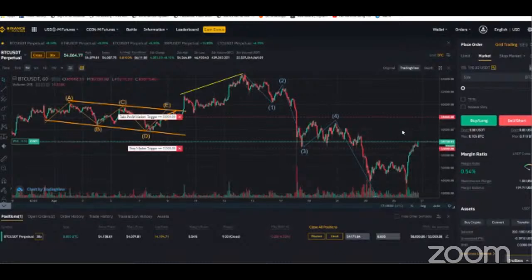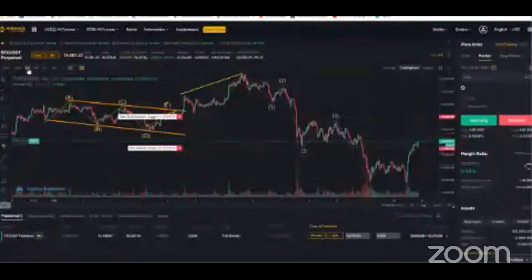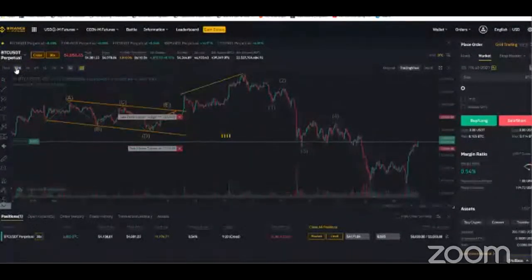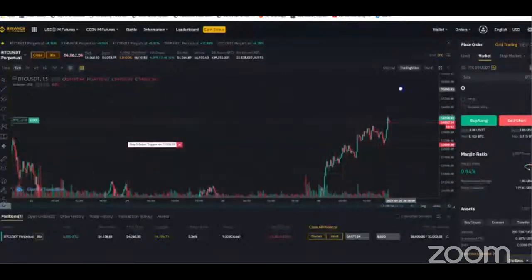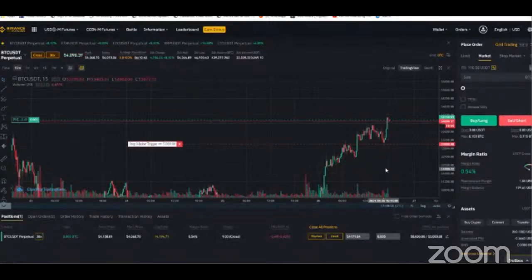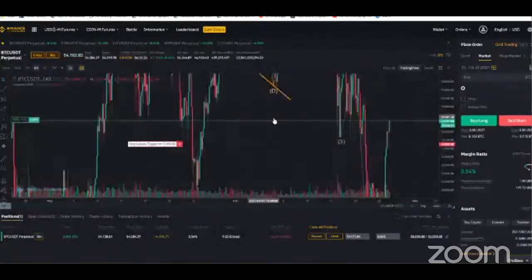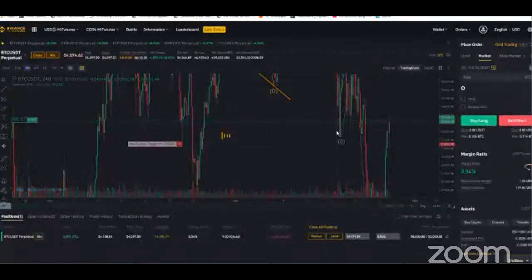Now, what you don't want to do, what some people used to do, is that by the time price starts moving against them, they quickly move their target away. Let me change this one to 15 minutes time frame. The risk reward ratio would change significantly.